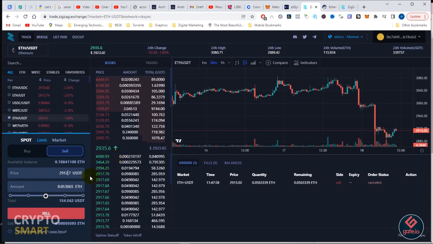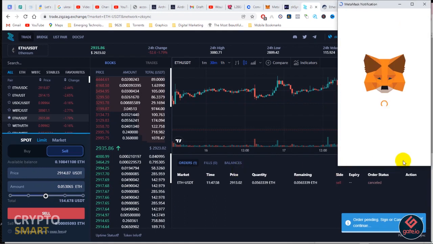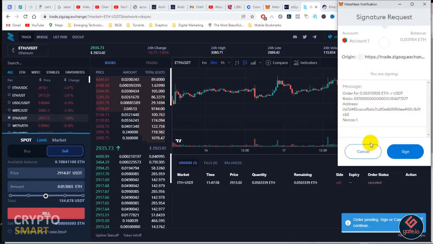2912. Is that right? No, I think I'll buy higher. 2915. Let me just say 2914.98. Alright, so I hope this one gets triggered. Pending, sign or cancel to continue. So let's see if this one gets triggered.